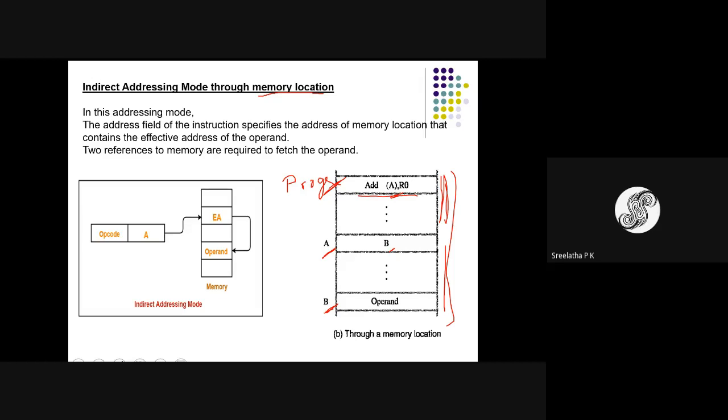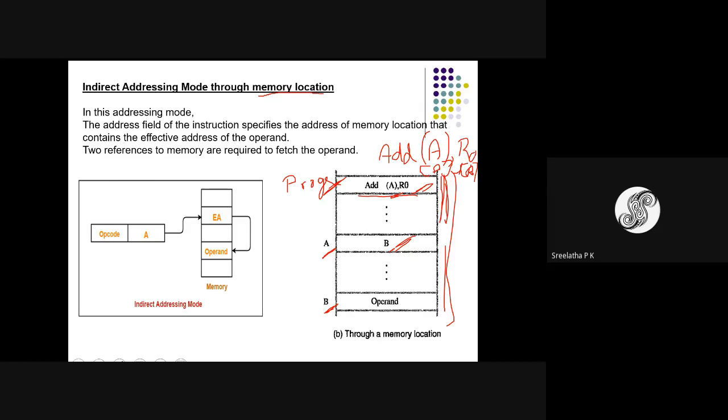Now, ADD (A), R0. You can observe here, it is not directly ADD A, R0. It is the content of A that is added with the content of R0. Correct? Here you can observe it is put within the bracket, which means indirect addressing is done in this instruction. This is an example of an instruction in a program. Indirect addressing is followed here, so the content of A gives the address where the operand is present.